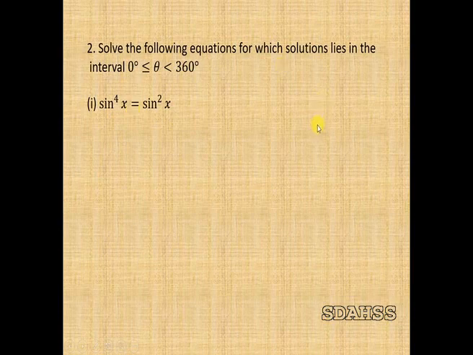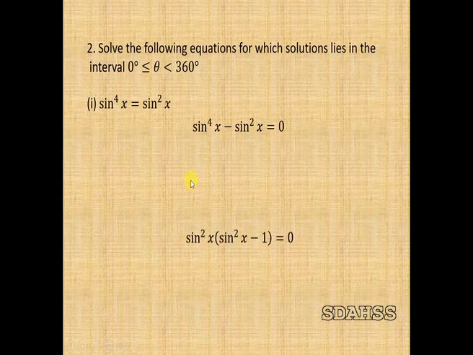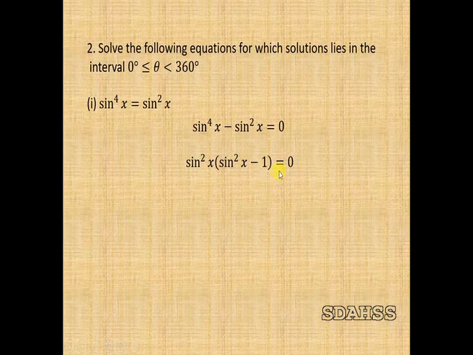You bring this sin square x to the other side, it becomes negative. So this becomes sin power 4 x minus sin square x is equal to 0. Here sin square x is common, so you have to take it outside. So this we can write as sin square x into sin square x minus 1 is equal to 0.